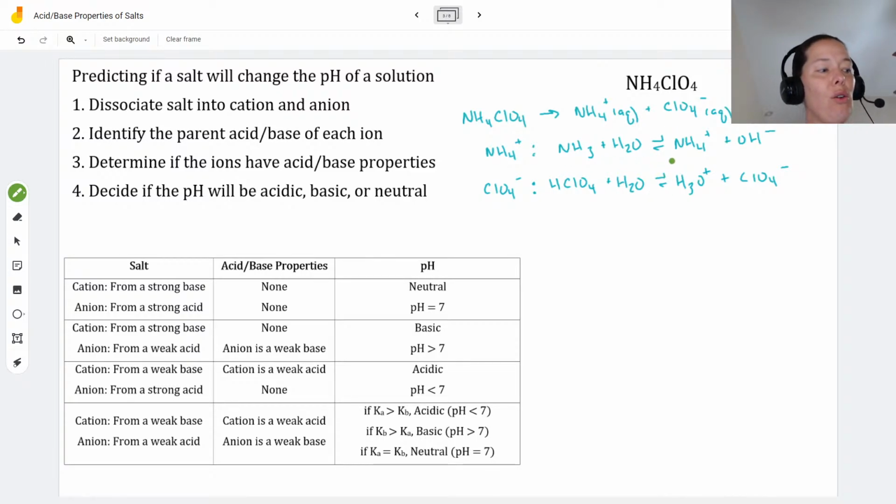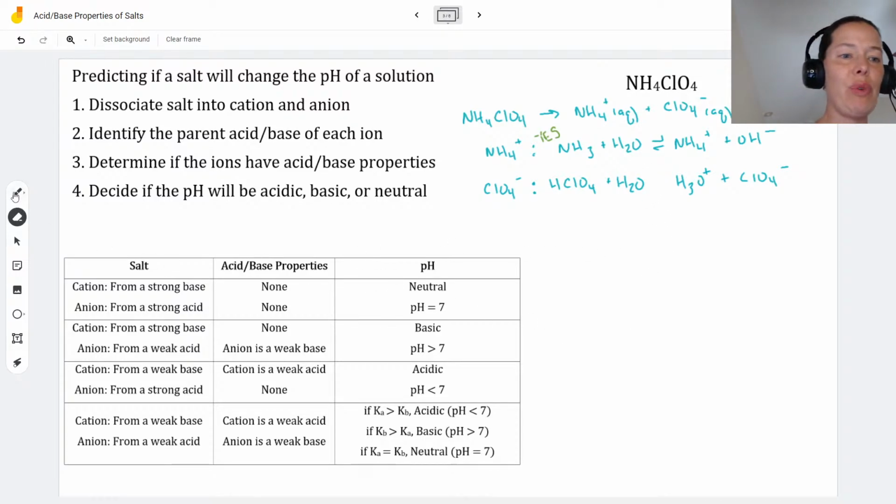So then the question is, will these ions have acid-base properties? And to have acid-base properties, they need to be coming from either a weak acid or a weak base. So they each have acid-base properties. Oh, you know what? I'm sorry, I have messed up. So ammonium is yes. But I just realized that perchloric acid actually is a common strong acid. So I am sorry, I have made a mistake there.